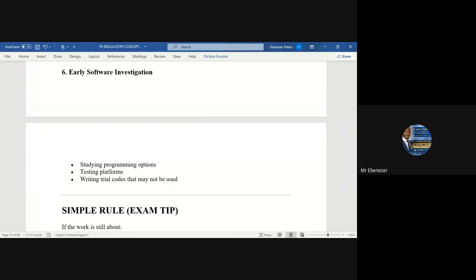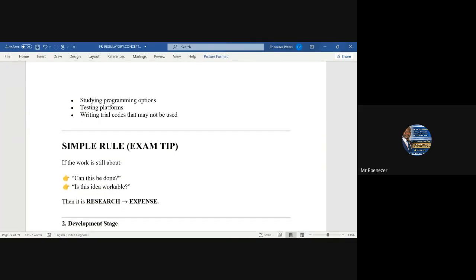So what I have put down here is what I call the simple rules to guide you. Number one, always ask. If they call it an intangible asset, ask yourself, can this be done? In other words, this is the stage where we ask, can this be done? Will the project become a reality? Will the concept become what will be worked with? Always ask, is the idea workable? If you know that it will not move from that stage where it is, all the expenditure is meant to be expensed in your profit or loss account.